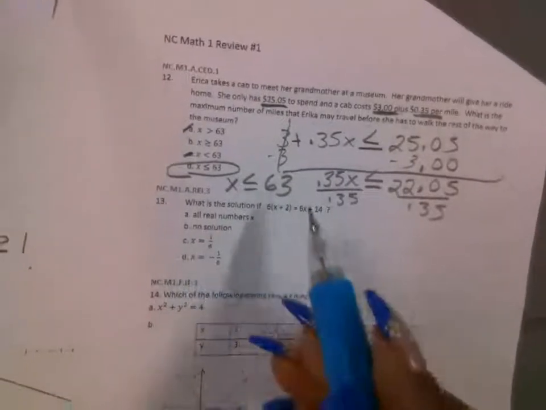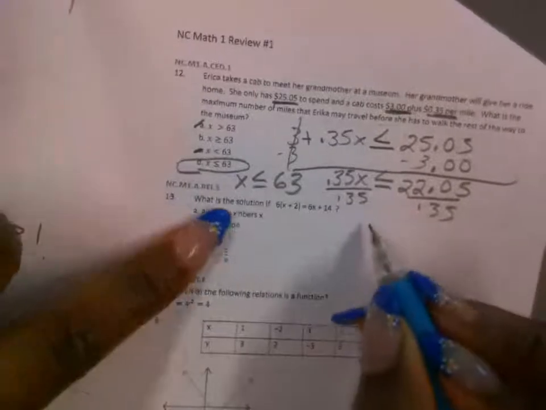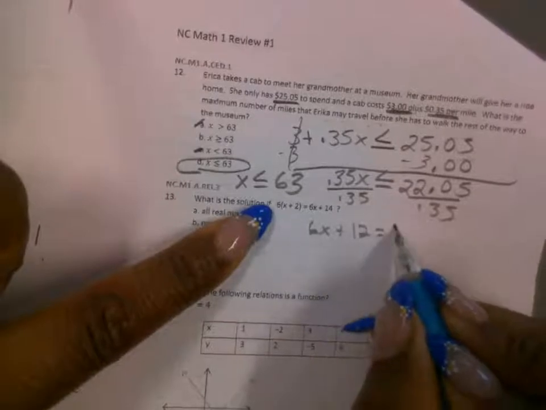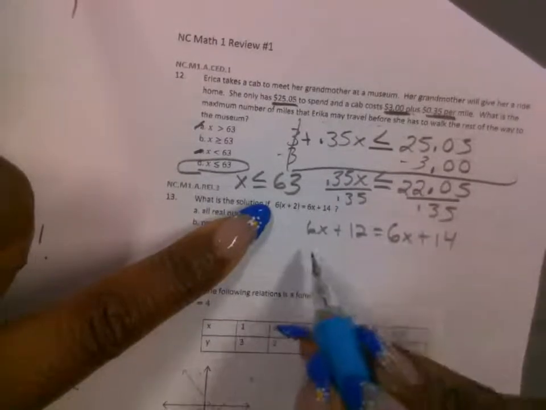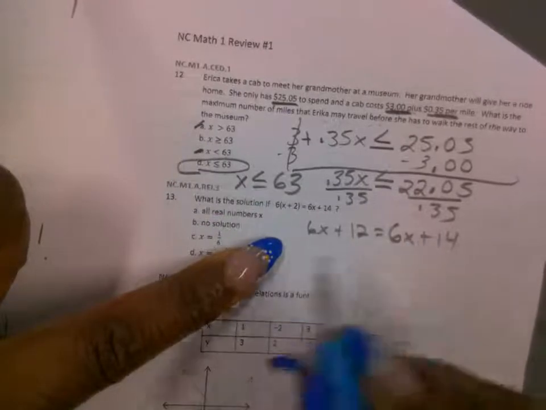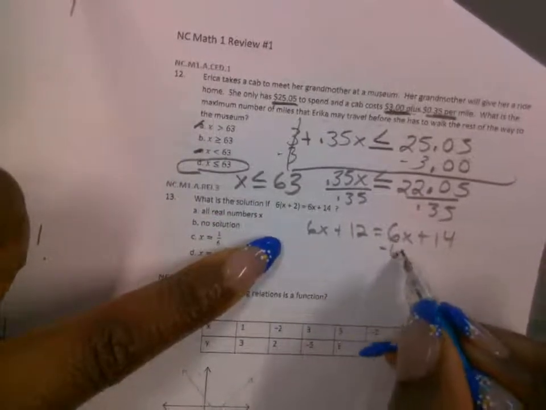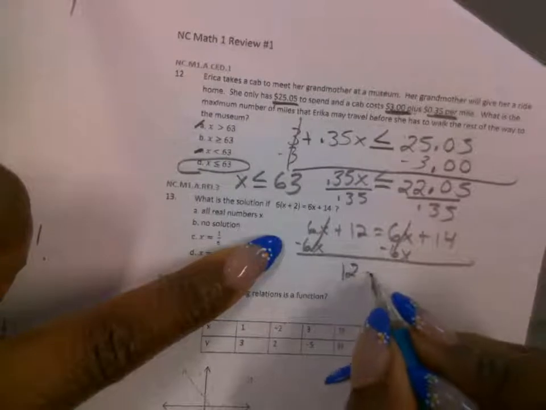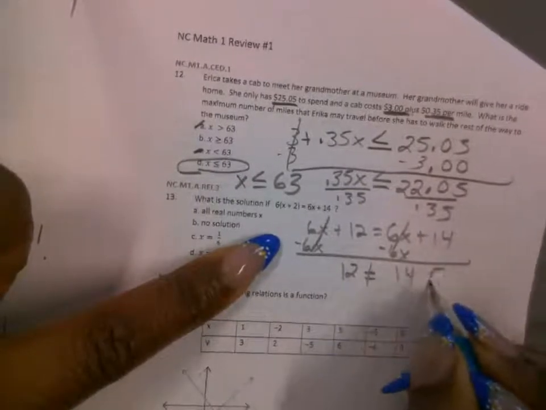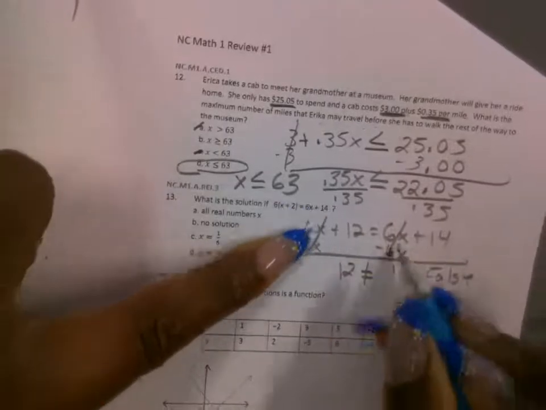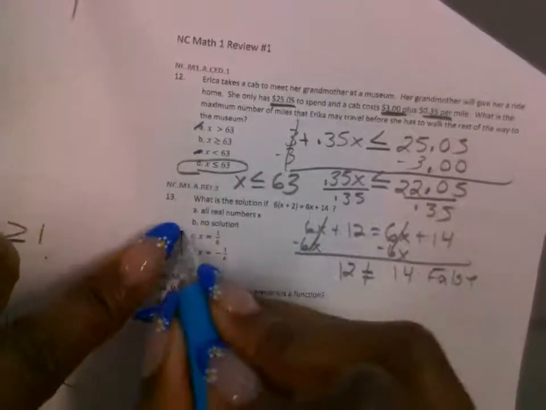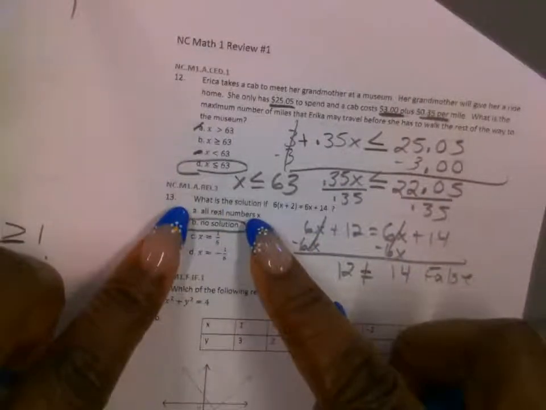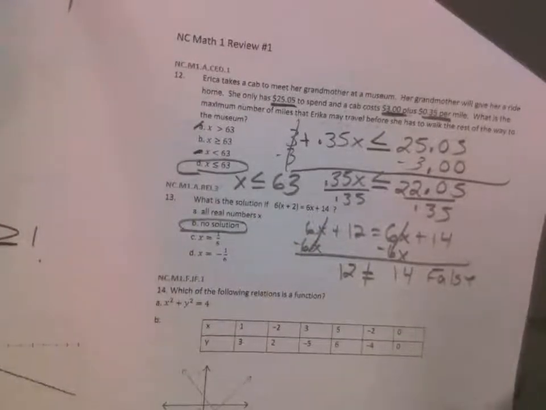All right, so the solution here. We solved this using the distributive property. This is 6x, this is 12, and this is 6x plus 14. Let's go ahead and solve it. Move the variables to the same side. Let's subtract the 6x from both sides. The x's cancel out and you're left with 12 is equal to 14. This is a false statement. If the variables cancel out and this is not true, there's no solution. If the variables cancel out and it is true, it's all real numbers. So that's what that is.